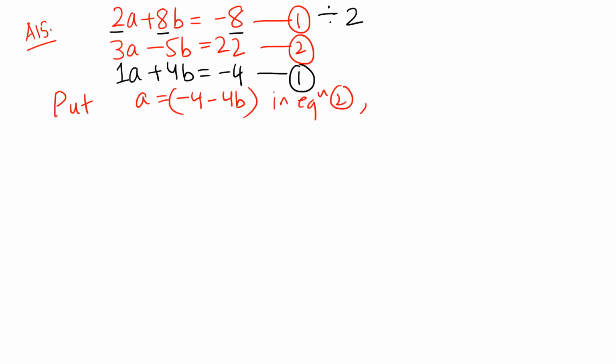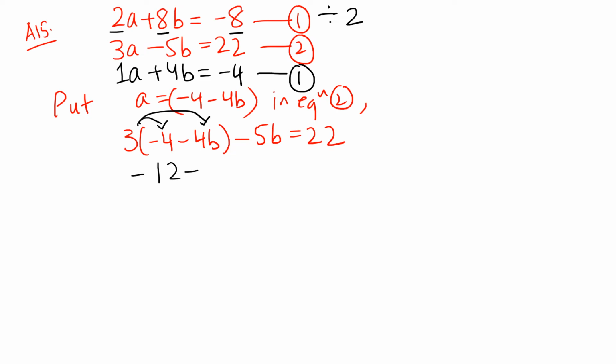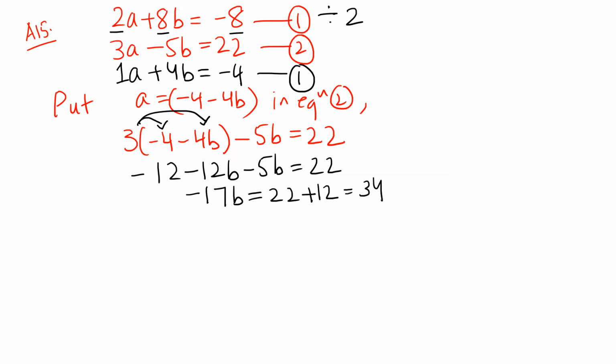So when we do that, 3 times (minus 4 minus 4b) minus 5b is 22. Now the method is similar. You are going to distribute. So this becomes minus 12 minus 12b minus 5b is 22. Collect the like terms. So this gives you minus 17b is equal to 22 plus 12, which is 34. So b is minus 2. You've got the value of one variable.